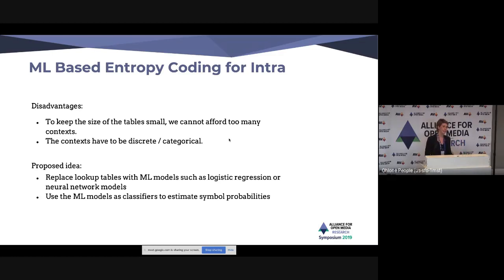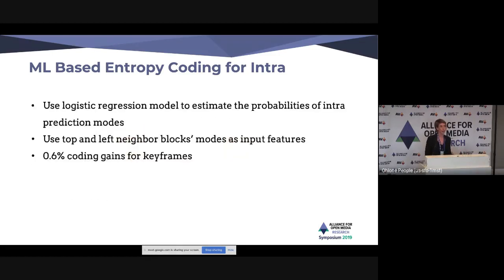So the proposed idea is to replace these tables with neural net or machine learning models. I believe the ones that we've currently explored have been logistic regression. We use the top and left neighboring blocks as the input features for the model. And this is currently getting about 0.6% coding gains only on keyframes.